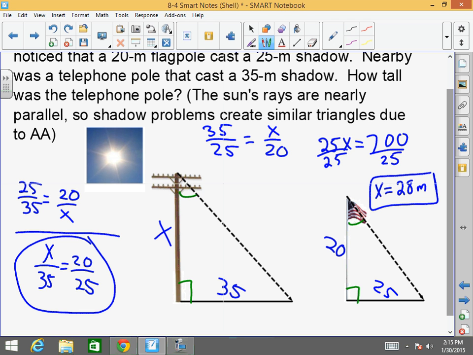Okay, that's a very good question. How do we know the telephone pole and the flagpole are perpendicular to the ground? I'm not being sarcastic at all. Usually, when you build a flagpole or a telephone pole, when the engineers lay the foundation, it's perpendicular. Now, could it have tilted a little bit over time? Sure. We're assuming that it's still perpendicular.